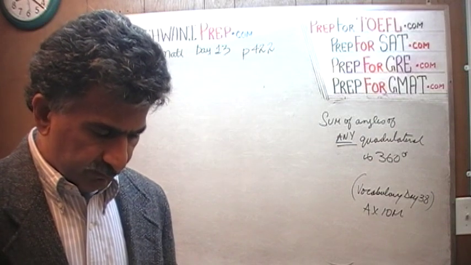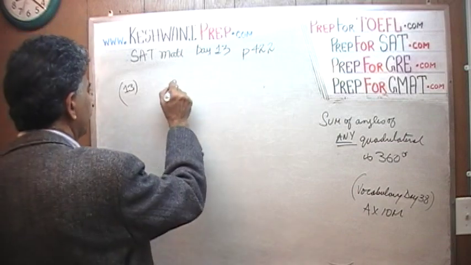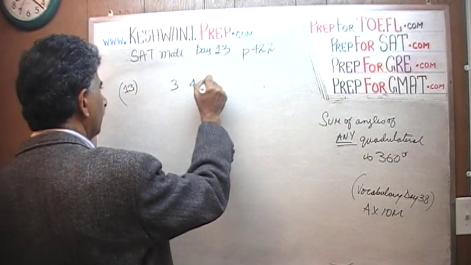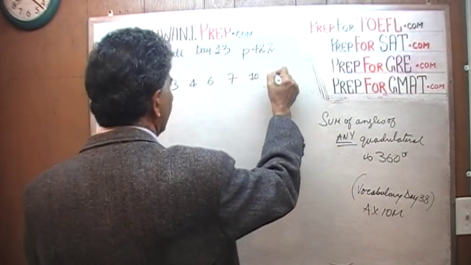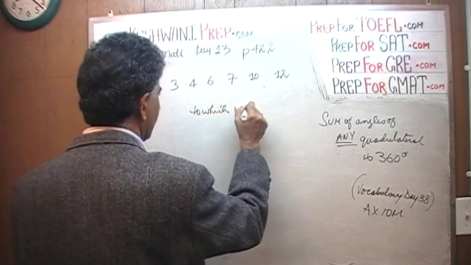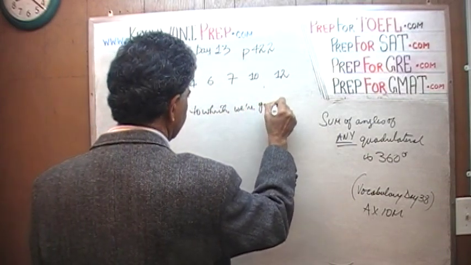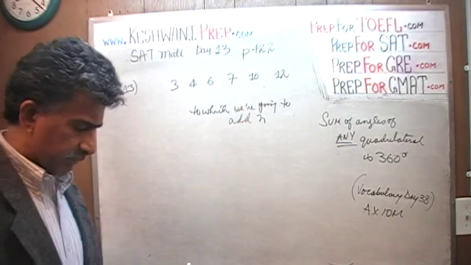The number n is to be added to the list above. Alright, so we have a list here: 3, 4, 6, 7, 10, and 12, to which we are going to add n. We're going to make one more entry, which is n.